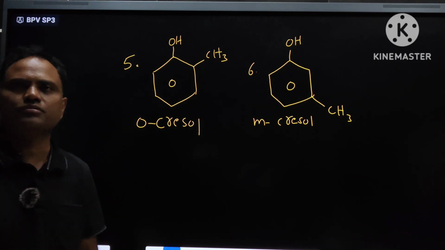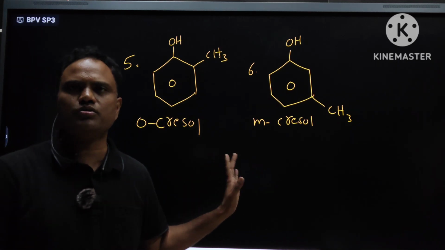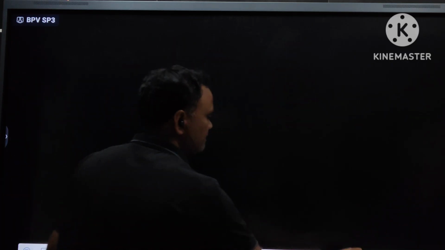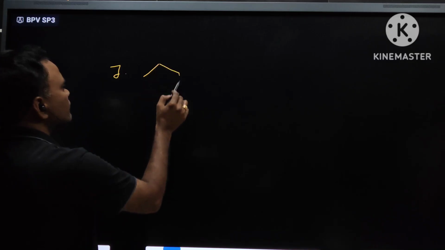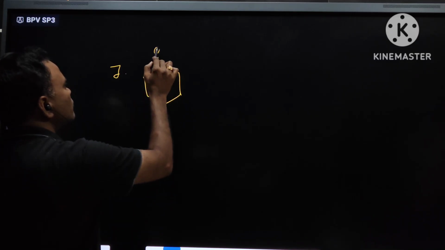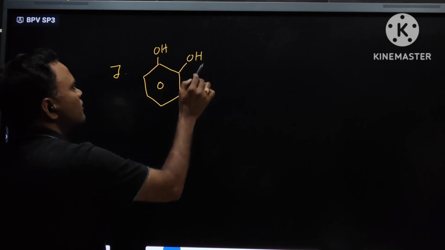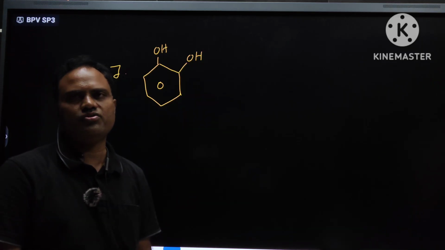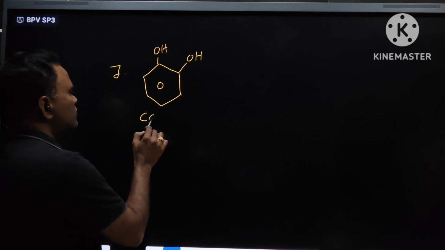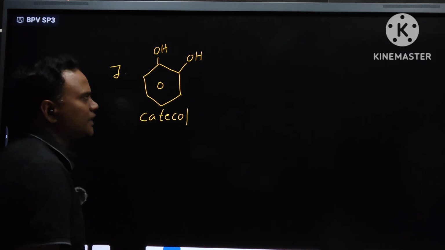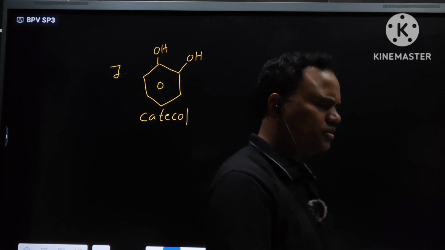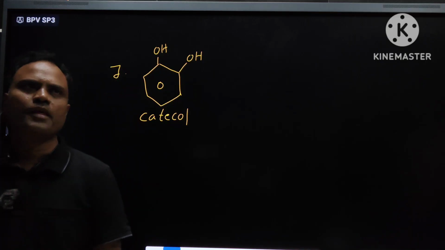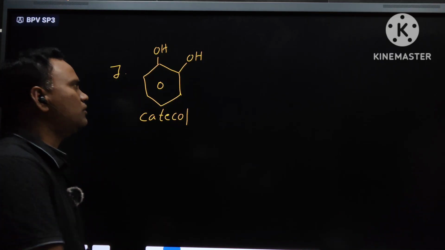Next, the seventh one. Have you finished these two? Have you completed? If two OH groups are present on the benzene ring, that is called catechol. You will get questions like this. In your material, you have these questions: which of the following contains two OH groups? Catechol contains two OH groups. Catechol.